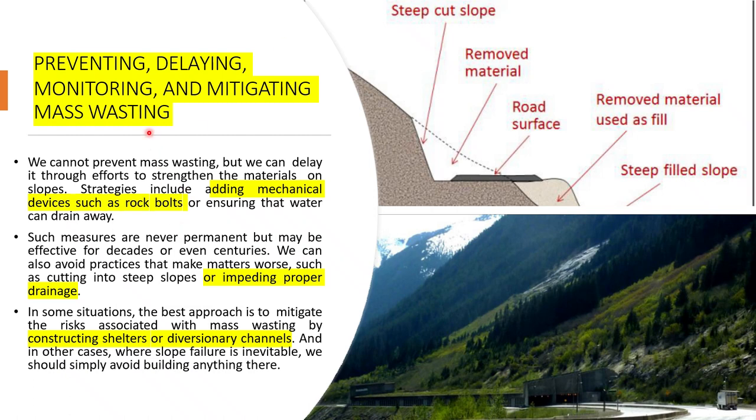And then we also have the mitigation. We can construct shelters or diversionary channels. Shelters can be built to protect people and property from mass wasting. Diversionary channels can be built to direct the flow of water and debris away from populated areas. Avoid building in areas where slope failure is inevitable. If a slope is known to be unstable, it is best to avoid building anything there.